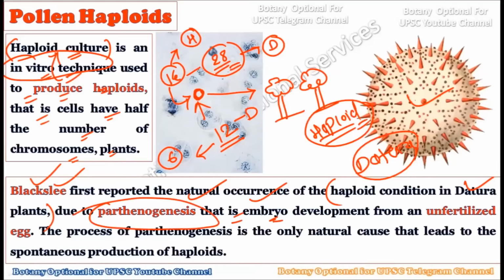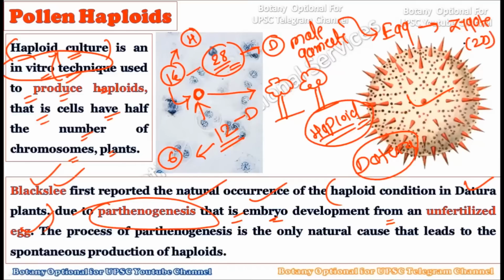That is the embryo development from an unfertilized egg. For example, in plants, the egg is created by the female gametophyte, and the male gametes are created by the pollen grains, right? Then these male gametes fuse with the egg to create the zygote, and the zygote is nothing but a diploid structure, a diploid cell. Whereas, these eggs are haploid, and the male gametes are also haploid.